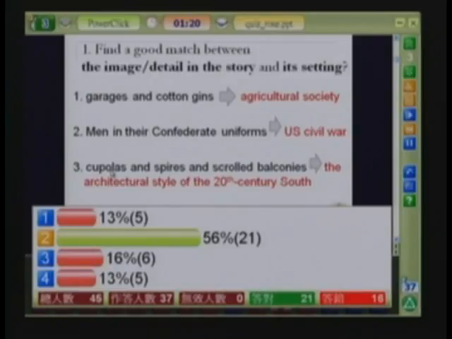And cupolas and spires and the square balconies are the styles used in Emily's house. It's actually a style of the 1870s, but I don't want to tell you the exact date. So I'm turning it into a 20th century South. So that's not correct. Okay.